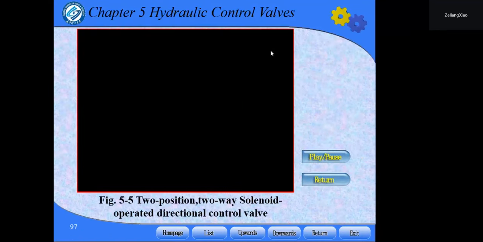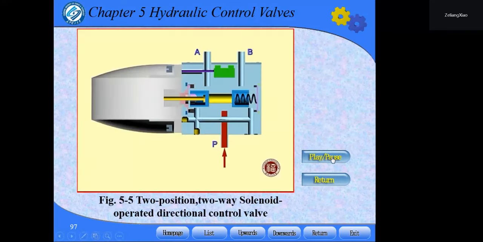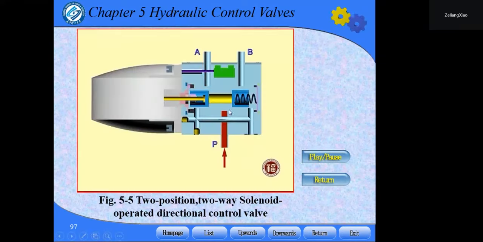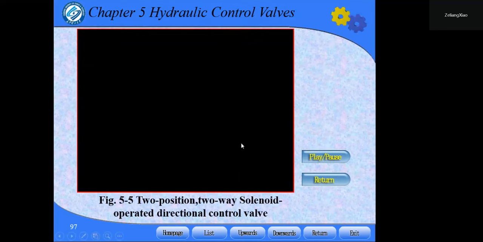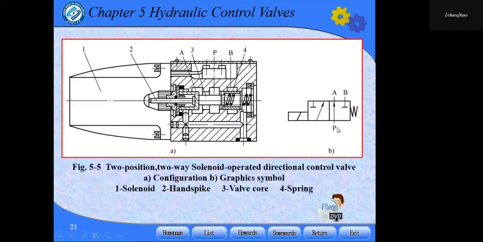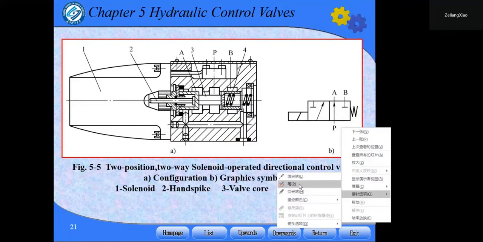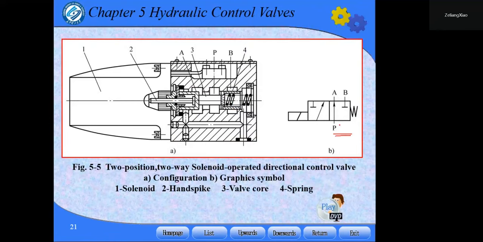See this picture. In this position, P and A are connected and the oil can go into P and go out through the A port, and B is prevented. The video illustrates this position: A and P are connected and B is prevented.